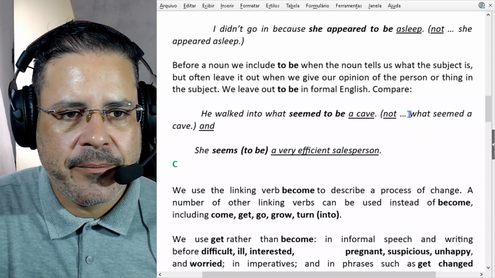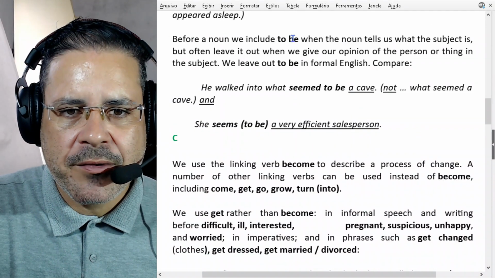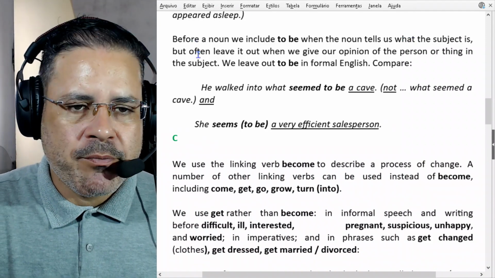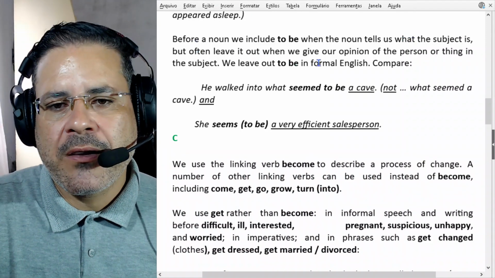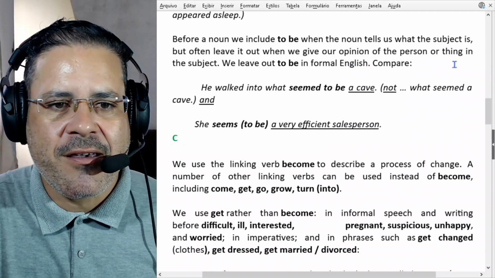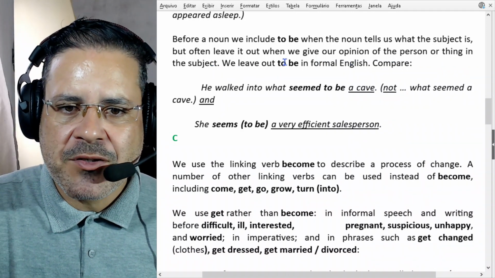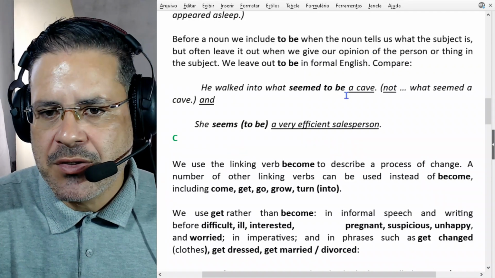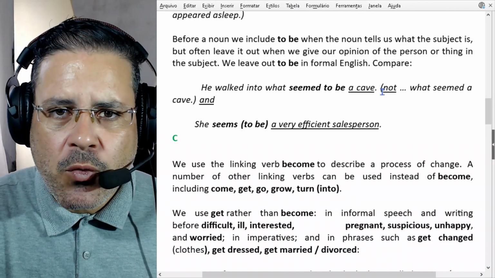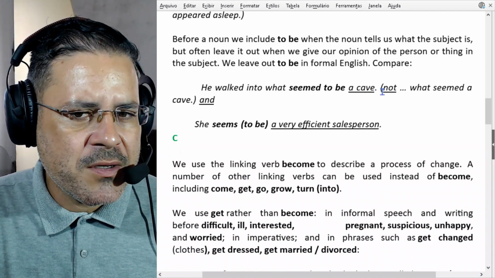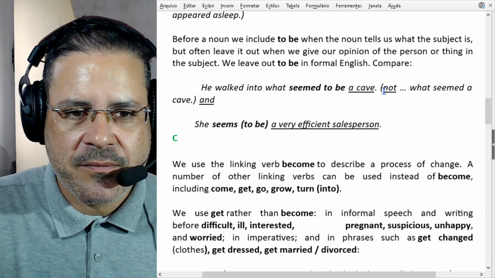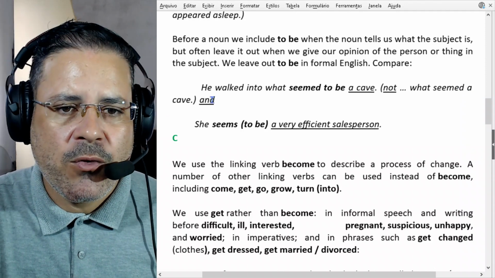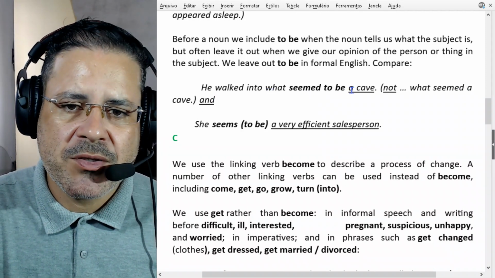Okay, moving on. Before a noun, we include to be when the noun tells us what the subject is, but often leave it out when we give our opinion of the person or thing in the subject. We leave out to be in formal English. Compare. He walked into what seemed to be a cave. Not what seemed a cave. No, he walked into what seemed to be a cave.